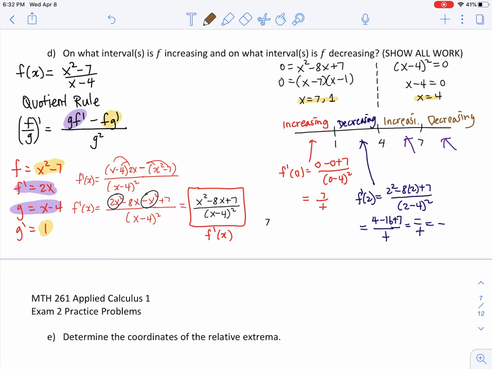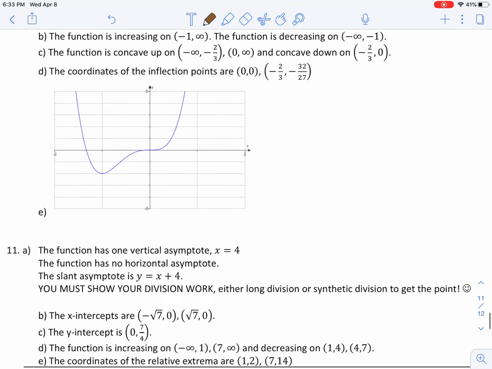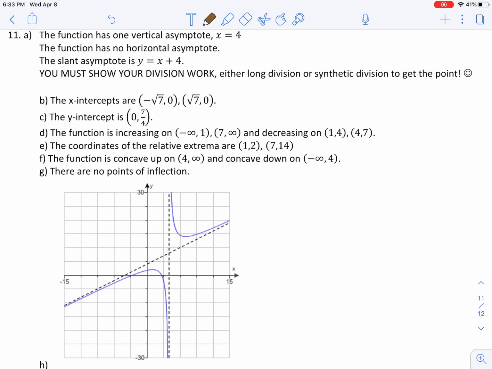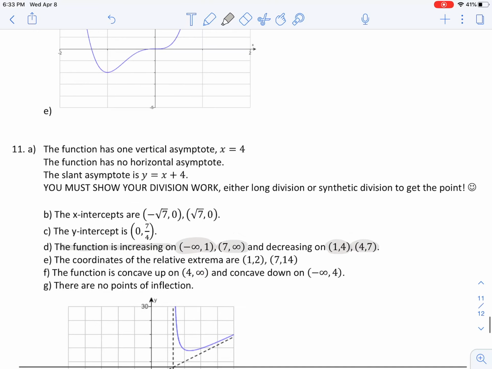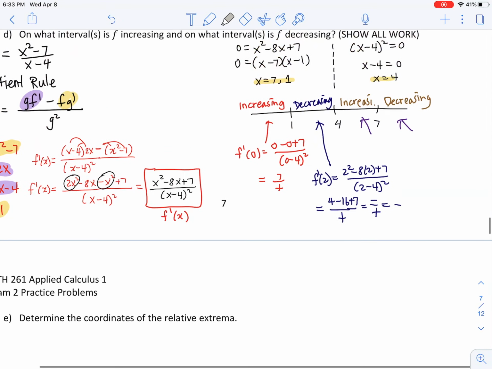You have to write these intervals in interval notation, and I attached the solution all the way in the back. If you take a look, number 11D. The function is increasing from negative infinity to 1, and from 7 to infinity, and it will be decreasing from 1 to 4 and 4 to 7. So that's what you need to write down on your exam.